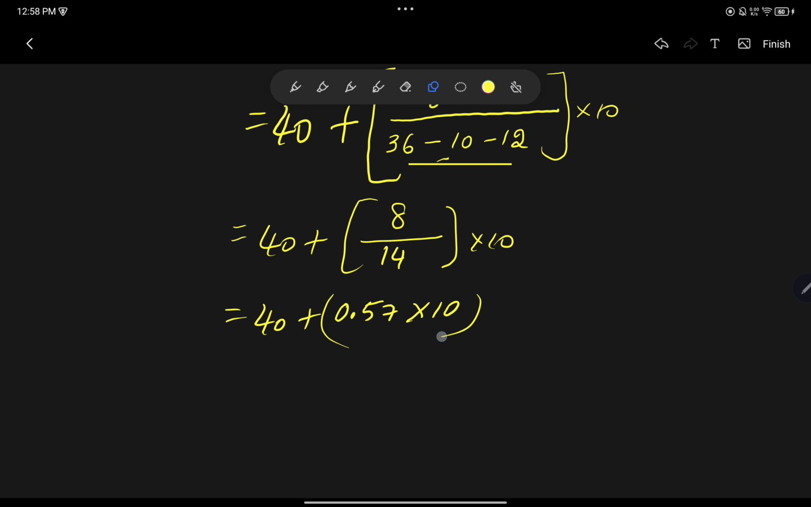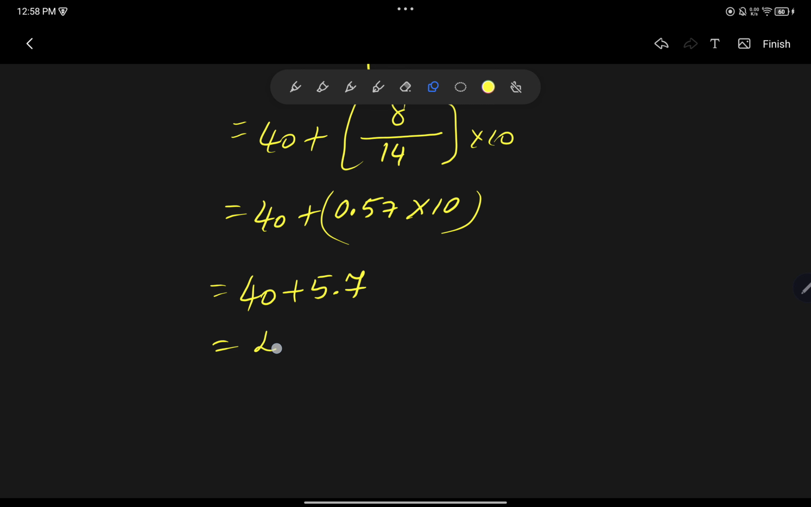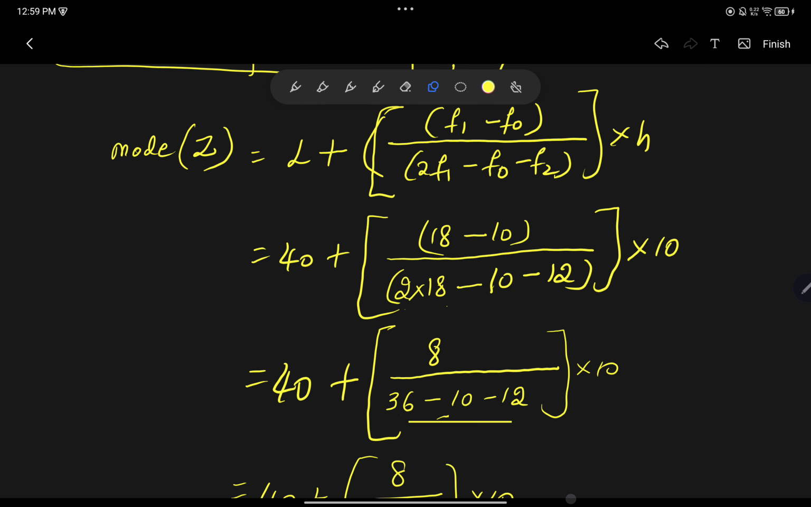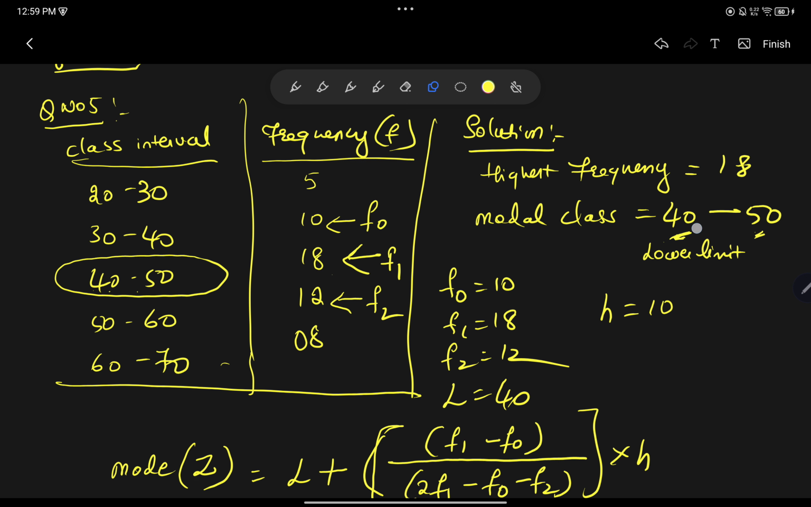Now first we need to multiply this. 40 plus 0.57 into 10 is 5.7. So now 40 plus 5.7 is 45.7. 45.7 is the mode, which is falling between 40 to 50. Correct. So it means that we have calculated the mode properly.